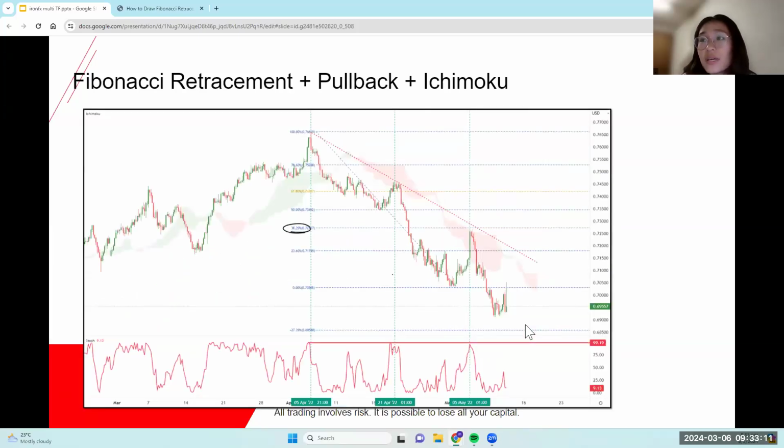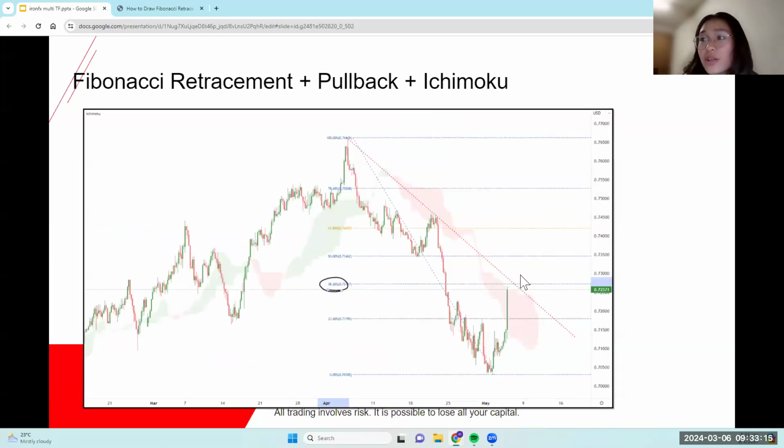Okay, in this case, we are also using 2 indicators. Let's look at this one first. The first indicator we're using is an Ichimoku. So you can see price is just about moving above the Ichimoku cloud, which is a bullish signal.